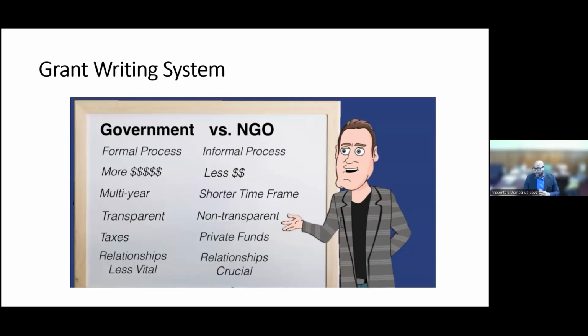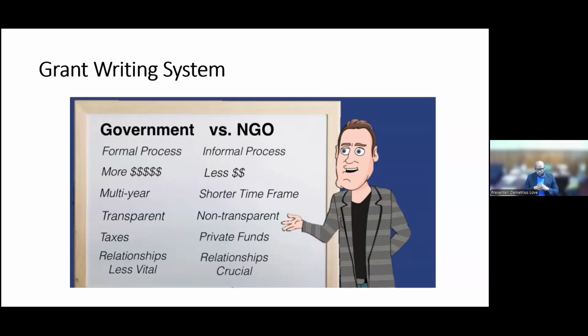So here, we have government versus NGO. How many know what NGO is? NGO means non-government organization. So that's the difference. You have government grant funding, and then you have non-government organizations. Some of your non-government organizations can be corporations, private foundations, churches, and individuals can also offer grants. There is a distinct difference between government and non-government organizations.